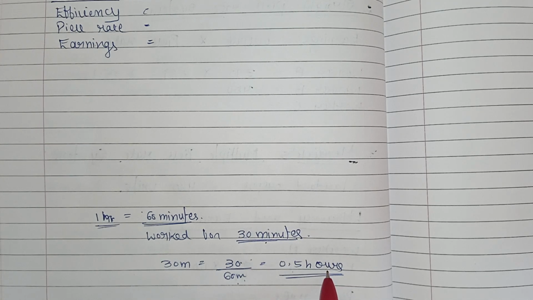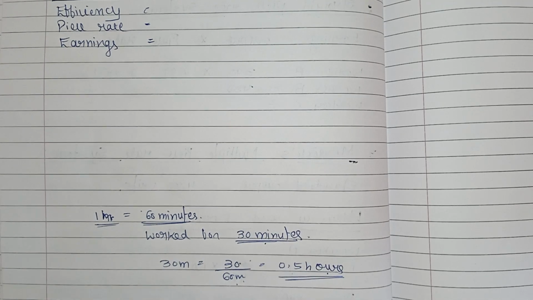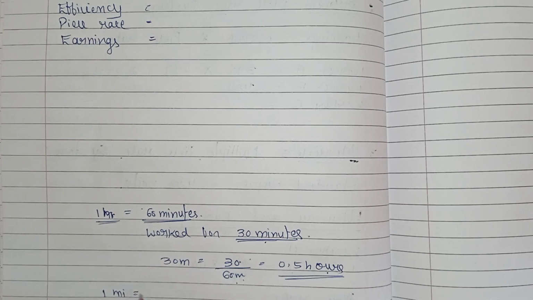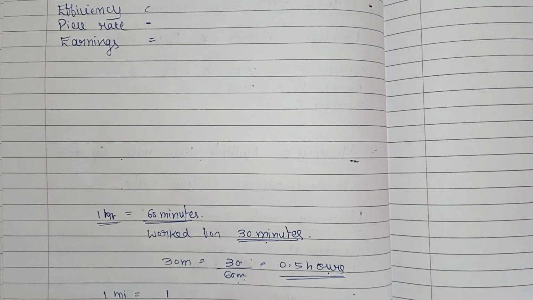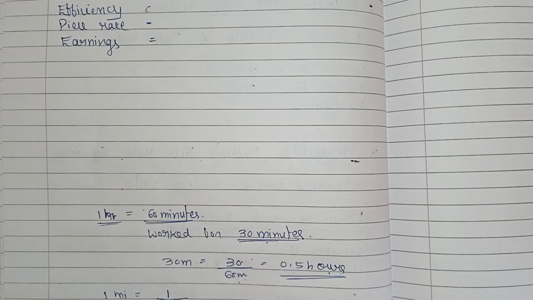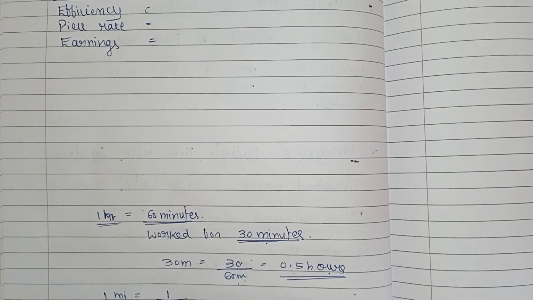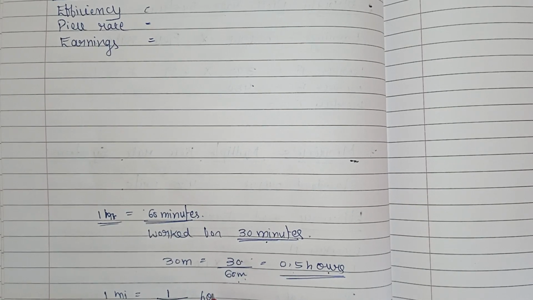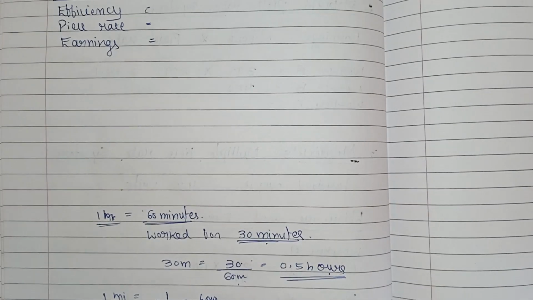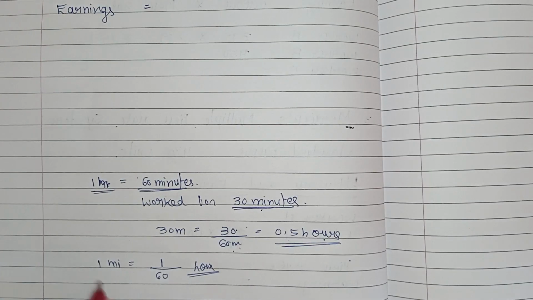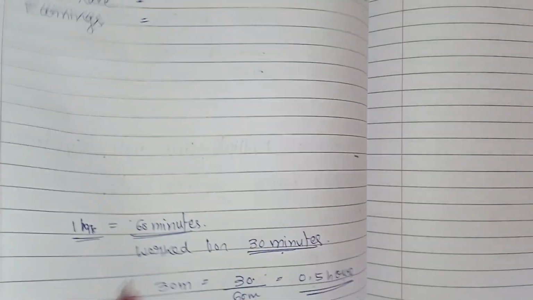In that way, standard time per unit is 1 minute, so convert this into hours. Standard time per unit, 1 minute, divided by 1 hour, which means 60 minutes, gives 1 divided by 60 hour. Clear? I hope this is clear to you all.